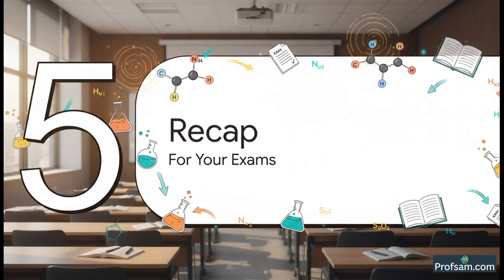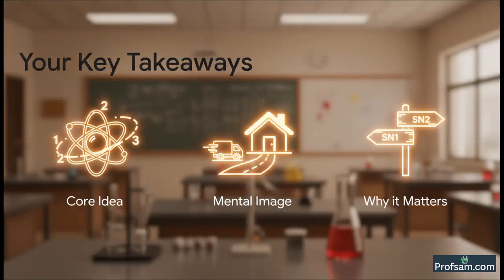All right, let's do a very quick recap of the most important points from this explainer so you have them locked in for your exams. First, the core idea is simple. Classification is just counting carbon neighbors, 1, 2, or 3. Second, always keep that mental image of the delivery service. Is the halogen at an open house or a crowded apartment? This tells you about its accessibility.